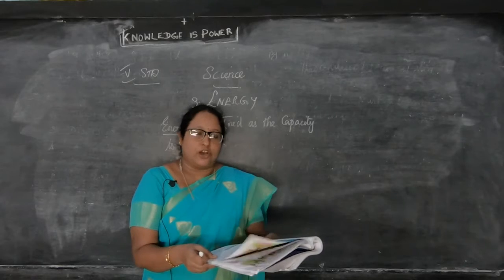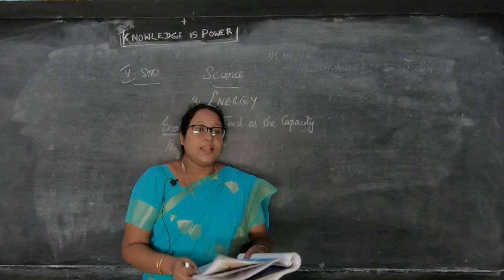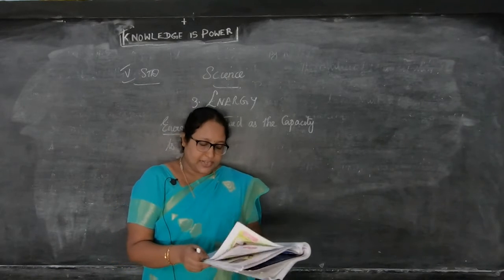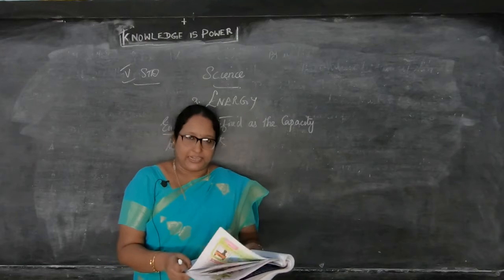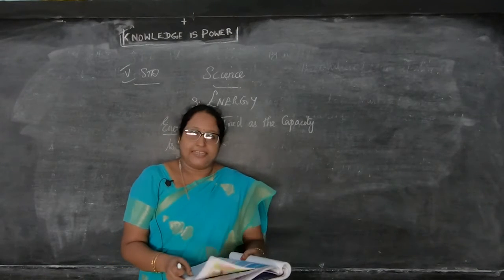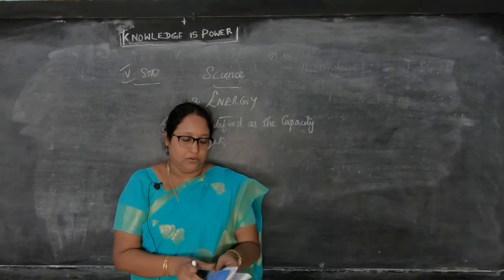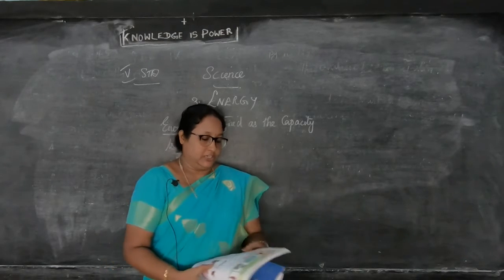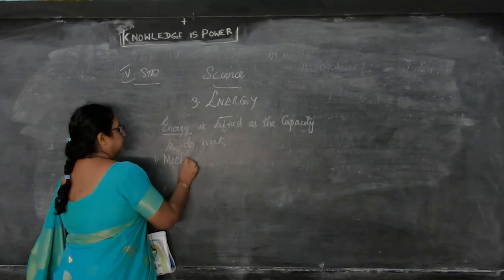There are different forms of energy like mechanical energy, heat energy, light energy, wind energy, and so on. Let us study about them one by one. What are the energies I said, children? Mechanical, heat, light, and wind energy, and so on. First we have to see mechanical energy.